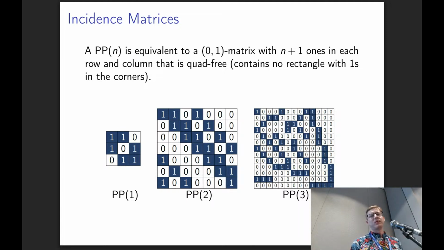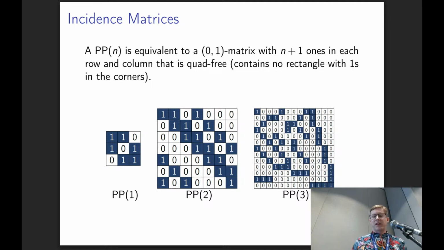We're going to do a simple translation from a projective plane to a 0-1 matrix. This is just capturing the set of incidences, right? So which points lie on which lines. You just fix an ordering of the points, fix an ordering of the lines, and then this is going to be a well-defined 0-1 matrix. So here are the first 3 projective planes in the 0-1 form. And what you can notice is that it's going to be a quad-free matrix, right? There's not going to be any rectangles with 1s in the corners. Because if you had a rectangle with 1s in the corners, that would correspond to 2 lines that meet twice, right? You cannot have 2 lines meeting twice because every 2 lines meet once. That's the definition of a projective plane.